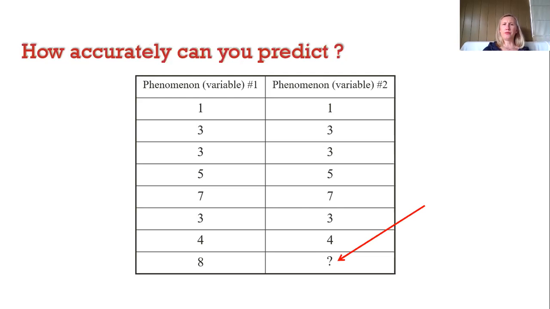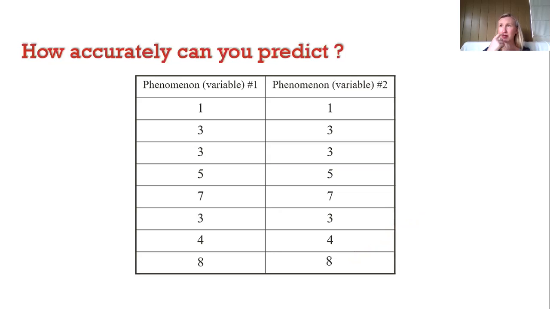Here's an example though. Let's say we have variable 1 in the first column and variable 2 in our second column. As you can see, across the board, every time variable 1 is a number, like 1, variable 2 is the exact same number. Every time it's a 7, variable 2 is a 7. So based on what we see here, can we predict what that question mark will be if variable 1 is an 8? If you said 8, you're correct. So this means these two variables are perfectly correlated.